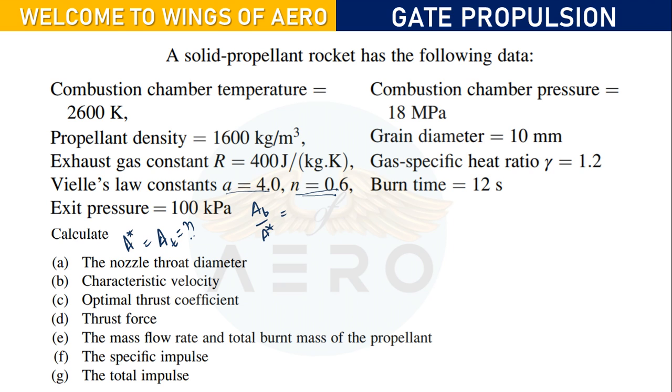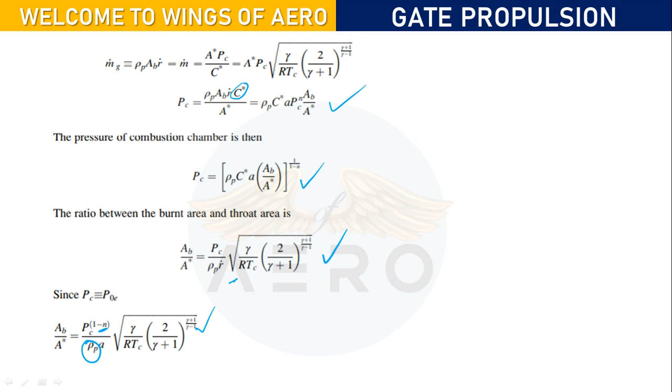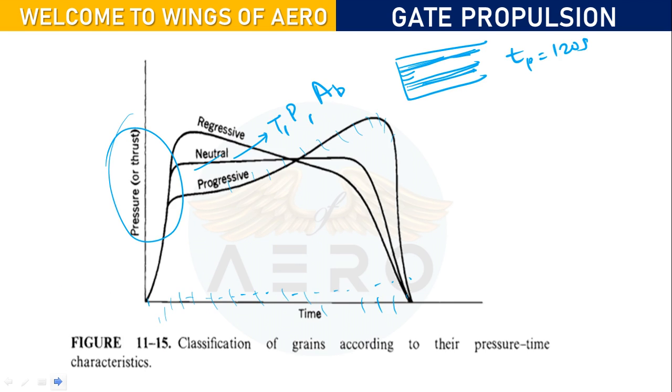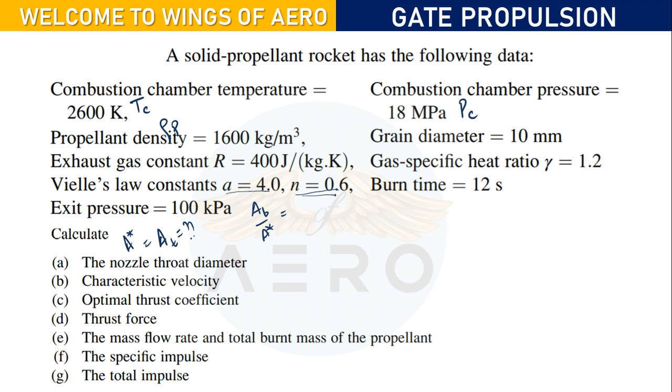Now you have to use this formula, that is AB by A star. This is the formula, AB by A star. You remember this formula? You have noted down? I hope all the values are given over here. This is the TC value, this is PC value, this is rho P value, right?